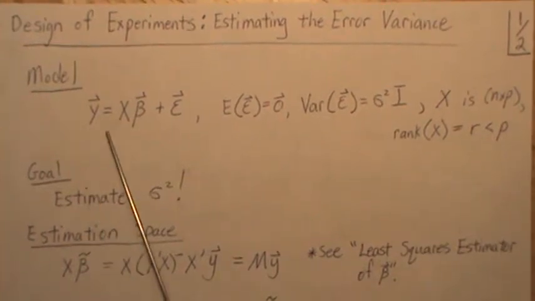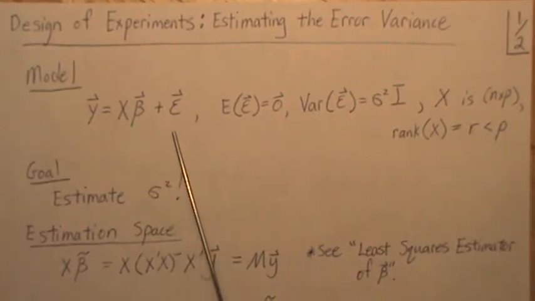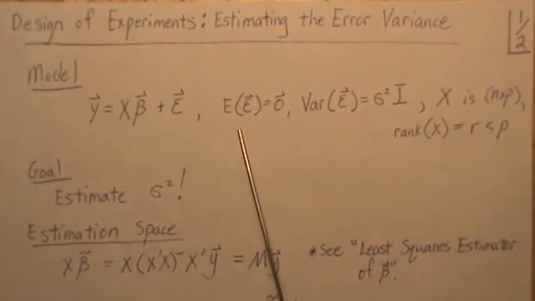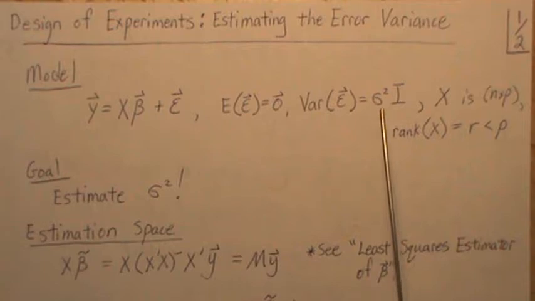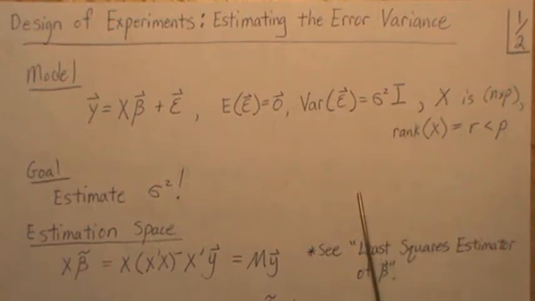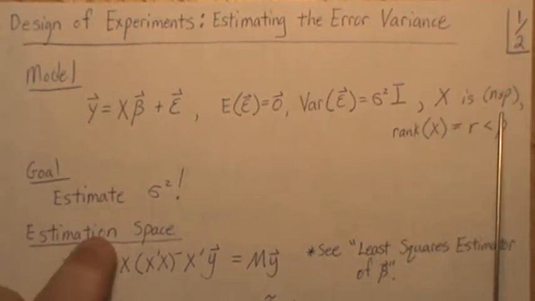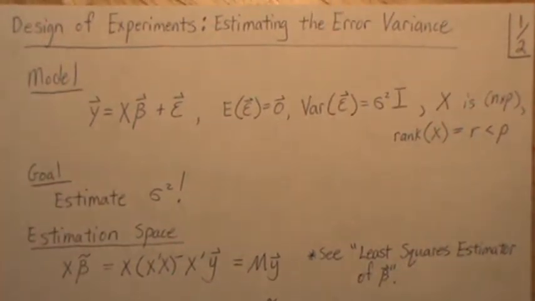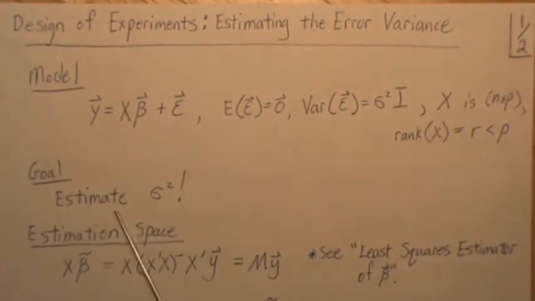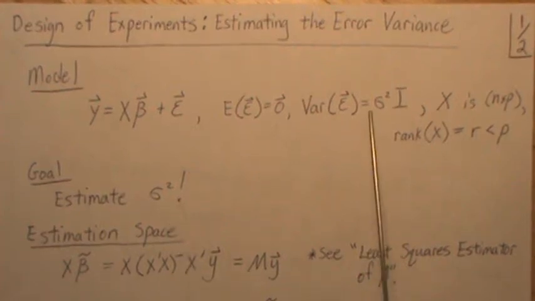So here the model is y equals x beta plus epsilon. And it's the standard assumptions. The mean is 0, constant variance sigma squared, covariances are 0. X is n by p with rank less than p. Call it R. And the goal of this video is to estimate sigma squared.